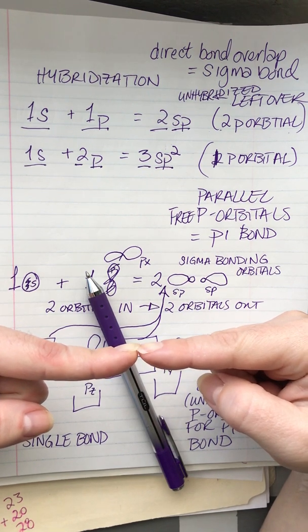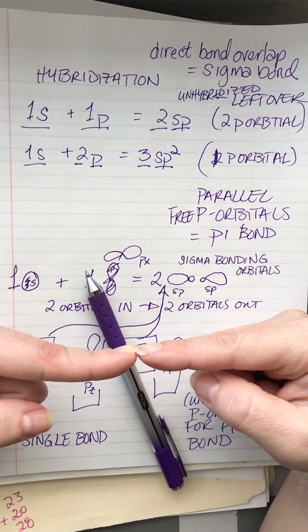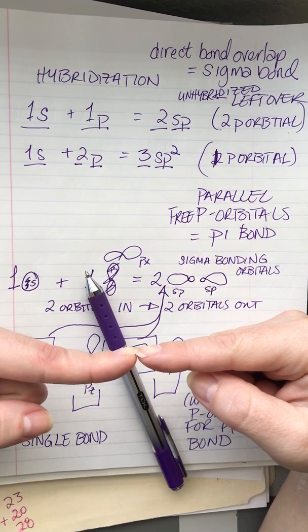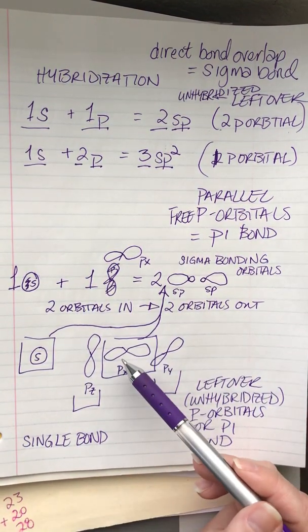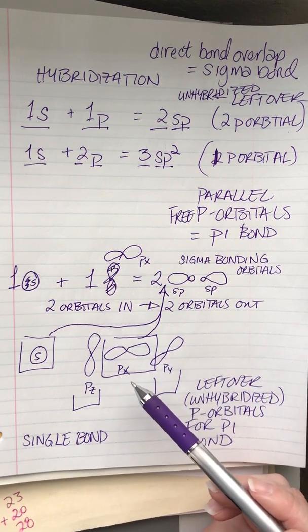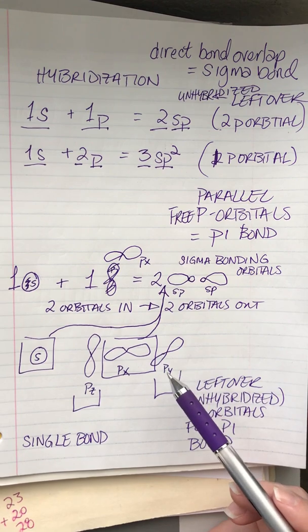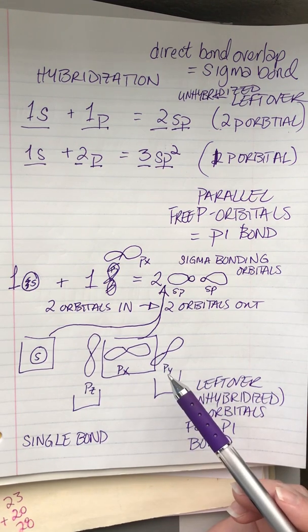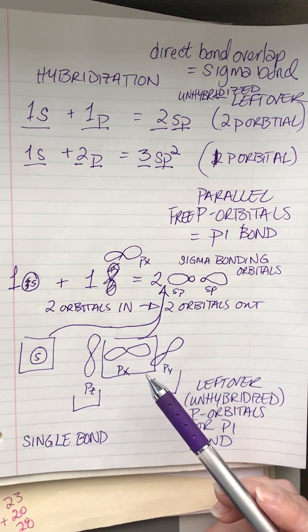Linear. Linear, exactly, right? So sp is linear, so these guys are sitting right next to each other, so you know it's linear. So the most probable one to use will be the px, right? But technically speaking, the px, the pz, and the py are all a matter of orientation in 3 dimensions, so it's kind of arbitrary.